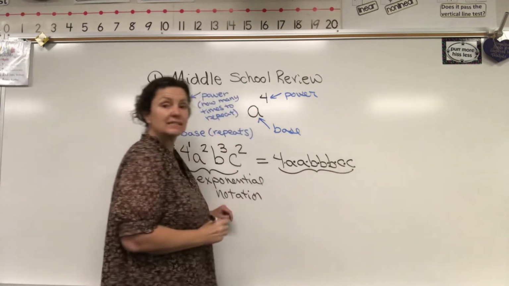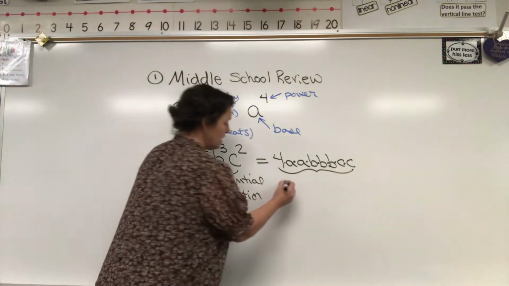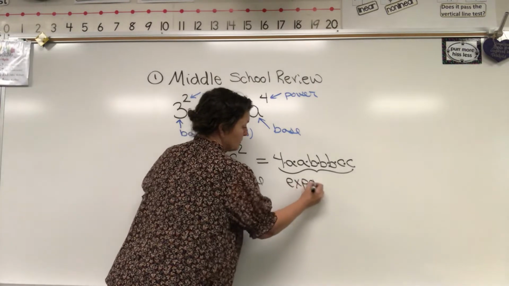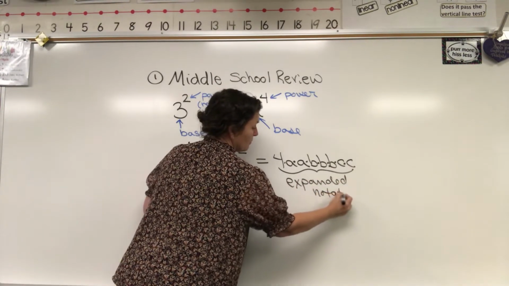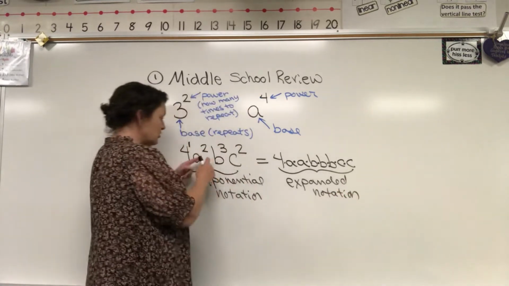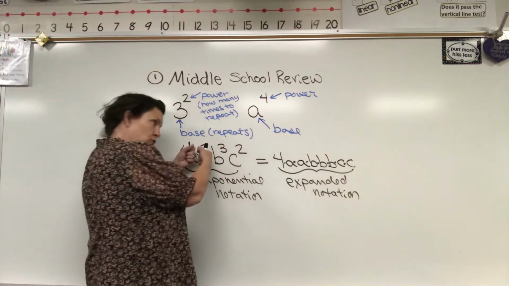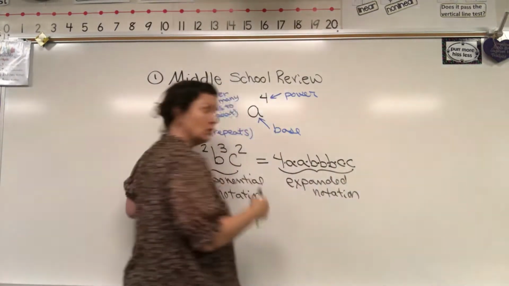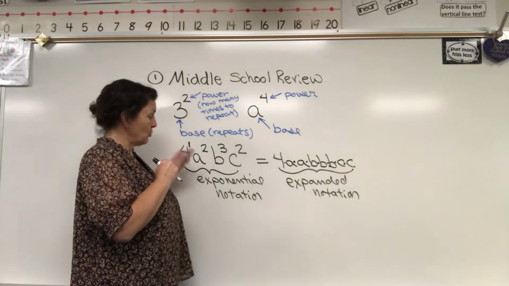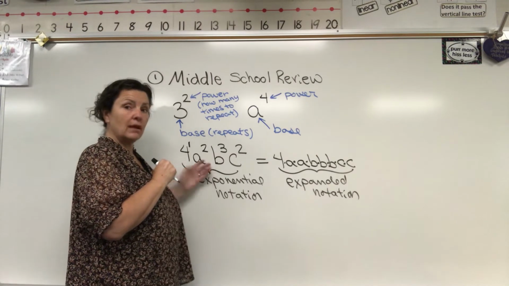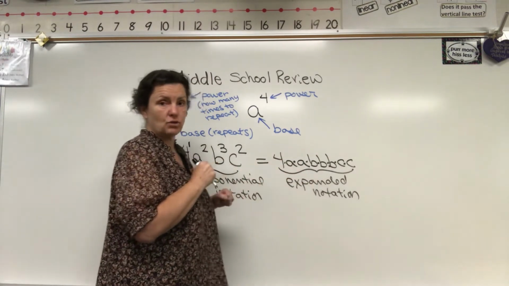This is considered expanded notation. You took this one and, like an accordion, you grabbed it and you stretched it out. So literally you can see every tiny piece of it. So we have exponential notation and we have expanded notation.